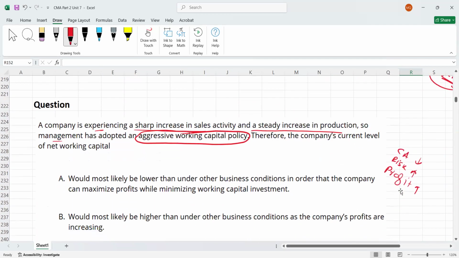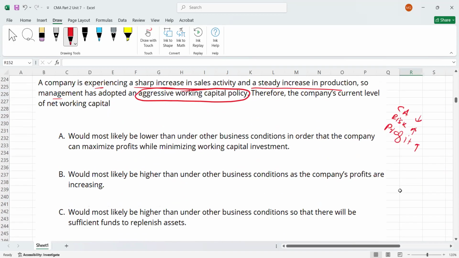So if you now look into the question, this company is following this policy. They're saying that the company's current level of net working capital, if you're following an aggressive working capital policy, definitely your current assets are going to be lower, right? Net working capital should also be lower because it is current assets minus current liabilities. So if current assets are lower, definitely your net working capital will also be lower, right?